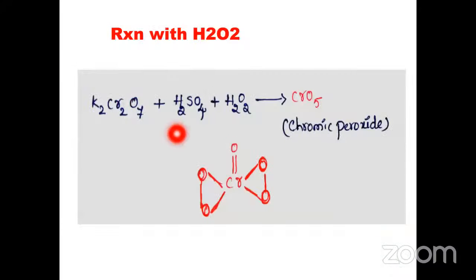Then the reaction with H2O2. Potassium dichromate reacts with H2SO4 and H2O2 to give chromic peroxide. This chromic peroxide structure is this one, a butterfly structure.